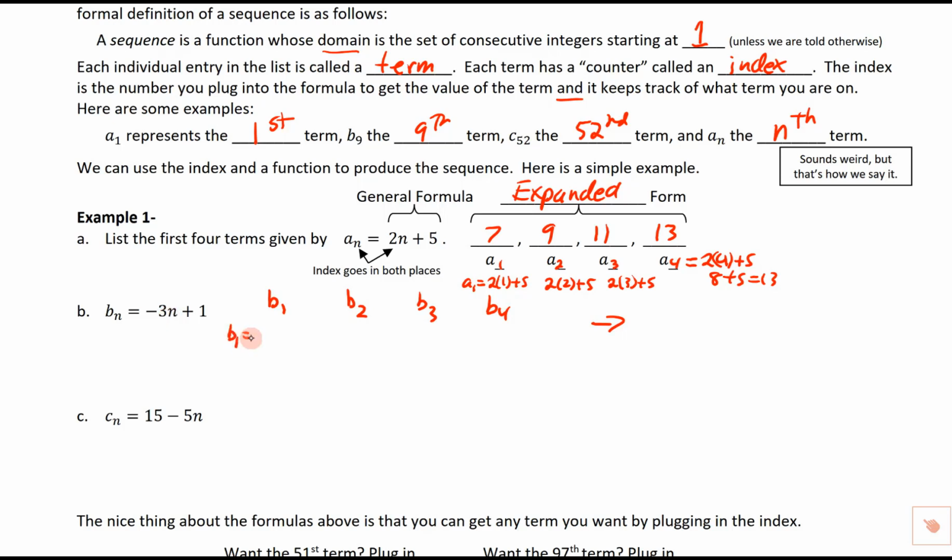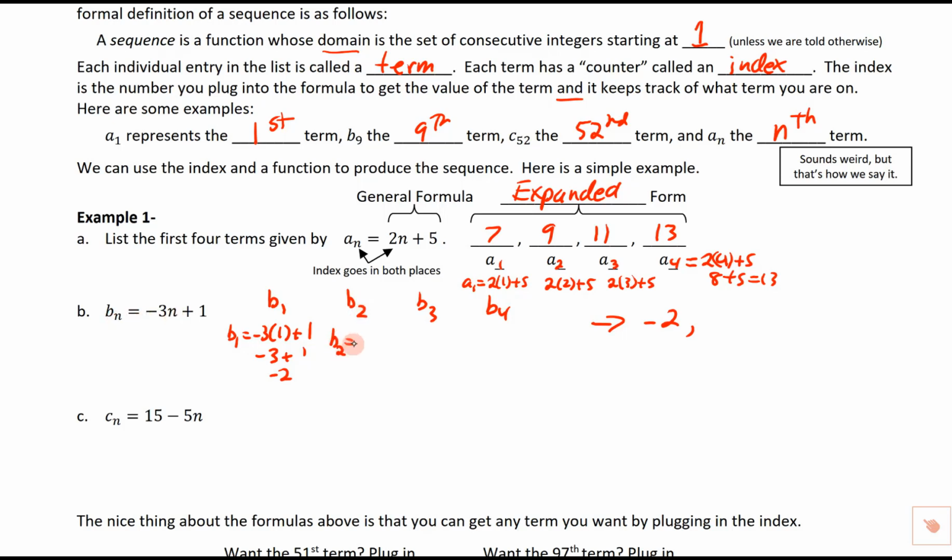So b sub 1 would equal negative 3 times 1 plus 1. So that's going to be a negative 3 plus 1. So that's going to be a negative 2 for the answer there. So I'm going to put a negative 2 over here, and then I'm going to put a comma. And now we're going to figure out what b2 is. So the index is 2, so I put a 2 right here and a 2 right here.